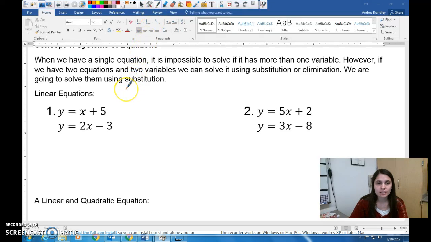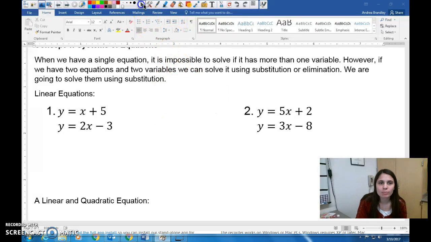Okay, today's concept is about systems of equations. Solving a single equation with one variable is something I think most people are pretty familiar with. If they have x plus 5 equals 8, for example, I can subtract 5 from both sides and x is equal to 3. I think a lot of people are pretty confident with that.